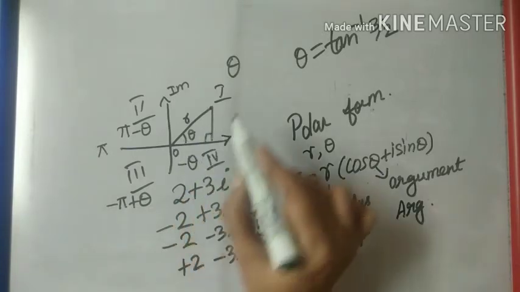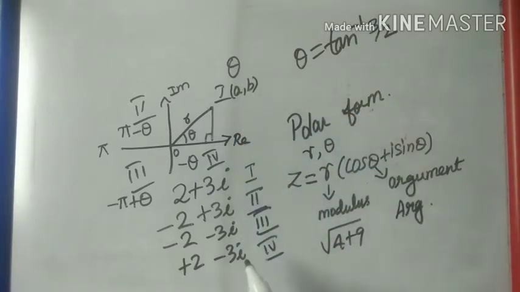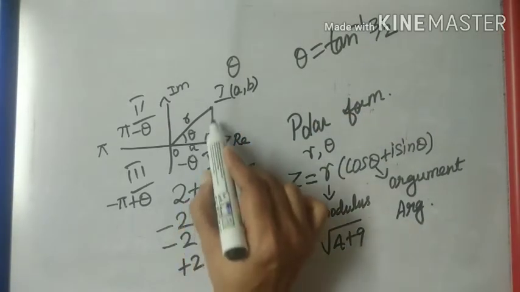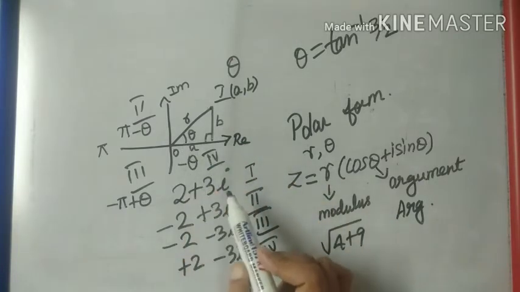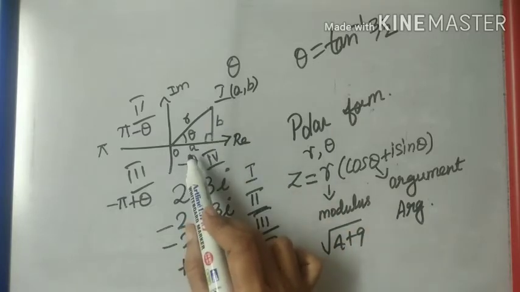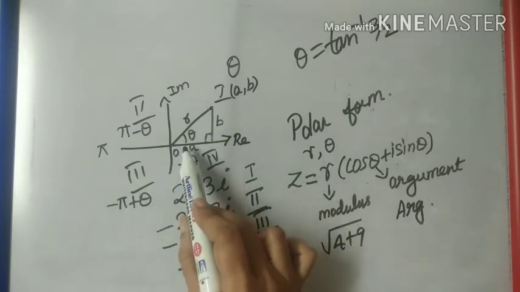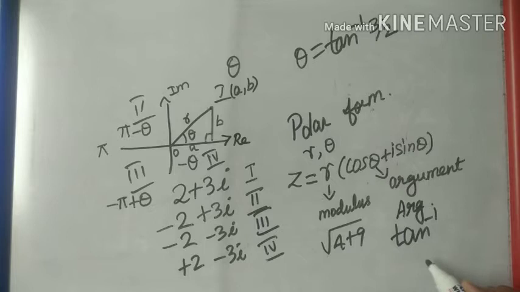See, I drop a perpendicular line. Supposing this is a plus ib. This will be a and this will be b. In that case, what is tan theta? It is opposite by adjacent, that is b by a. So what is theta? Tan inverse b by a. So the argument formula is tan inverse b by a, or y by x, imaginary by real.